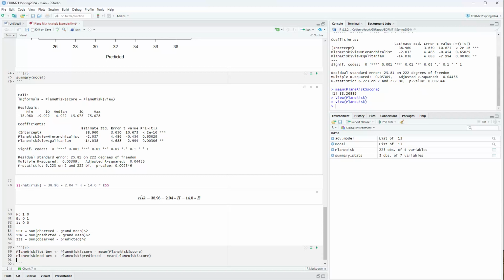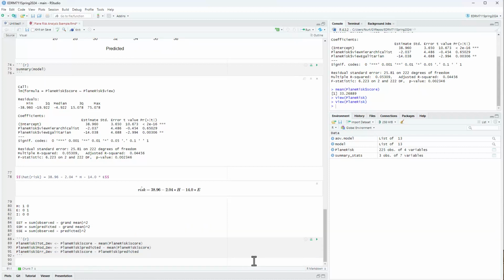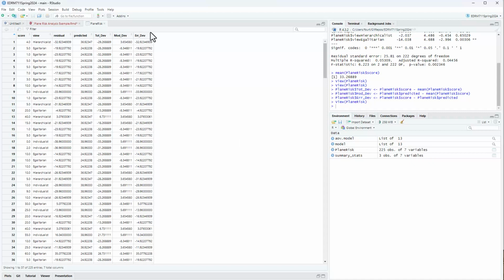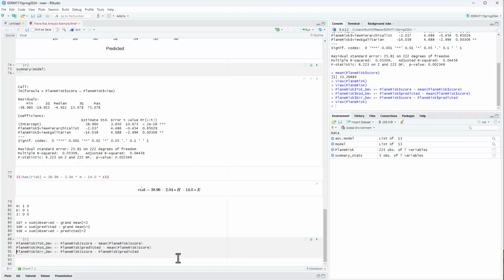And then the error deviation is going to be the observed minus the mean minus the predicted, which would be the mean of the group. All right, so there's the three different types of deviations that we're creating. And if we go back and look at the plain risk, there I've created those. But now let's get the sums of squares by squaring those things and adding them all up.